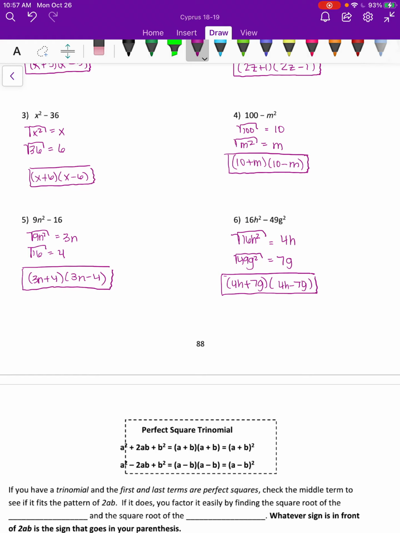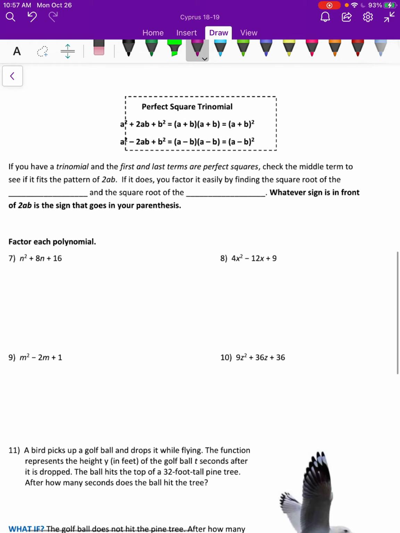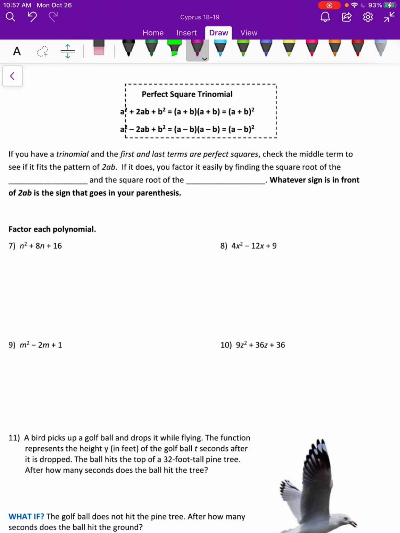So like I said, difference of squares is one of my favorite problems because it's so easy to factor. So keep an eye out for that kind of pattern. Okay? The second type of pattern we look for is called a perfect square trinomial.